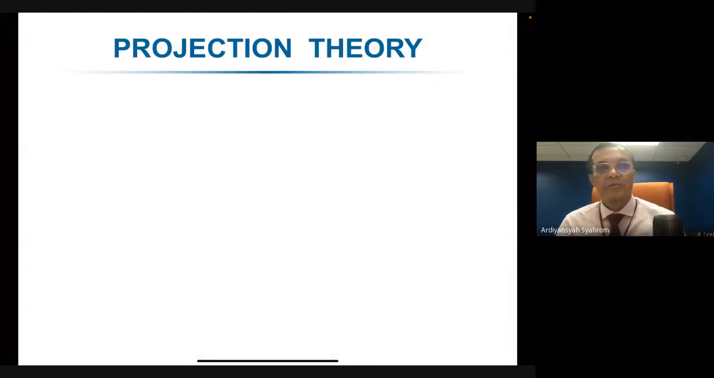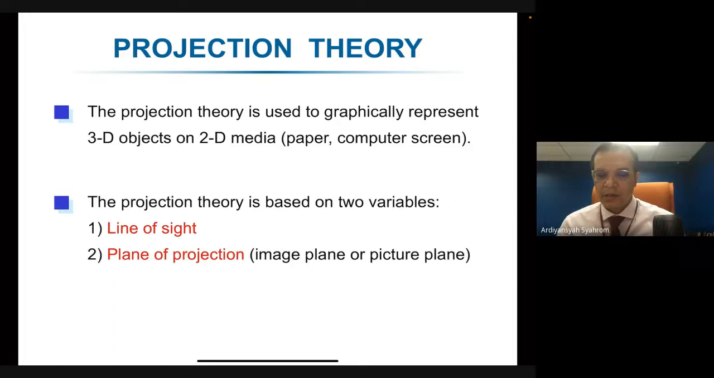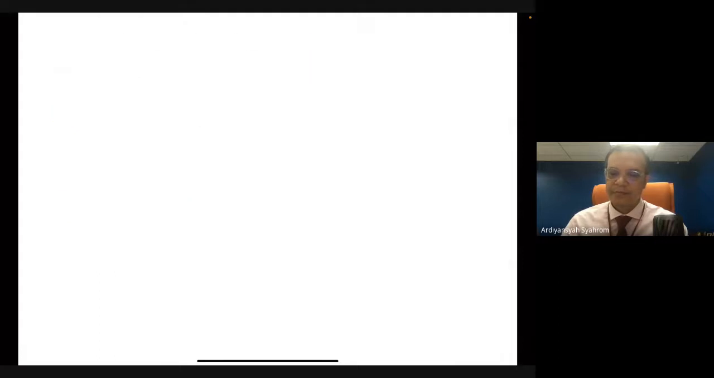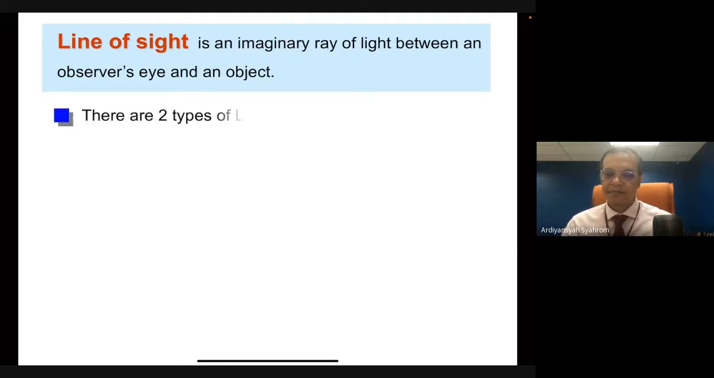Projection theory. The projection theory is used to graphically represent a 3D object on 2D media, paper, or computer screen. It is based on two variables: line of sight, and plane of projection, also called image plane or picture plane. Line of sight is an imaginary ray of light between an observer and the object. There are two types of line of sight, parallel and converging.